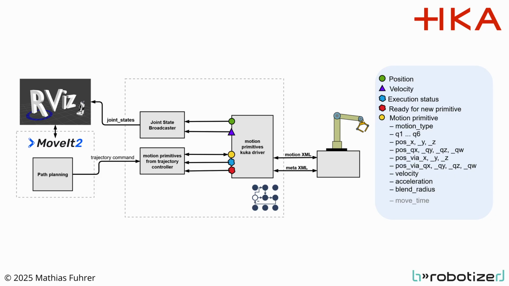Sending motion primitives instead of a trajectory makes the real-time requirements on the ROS2 side less critical. It also has the advantage that the robot controller has a better understanding of the robot's dynamics. The controller receives the trajectory computed by MoveIt and approximates it using motion primitives.